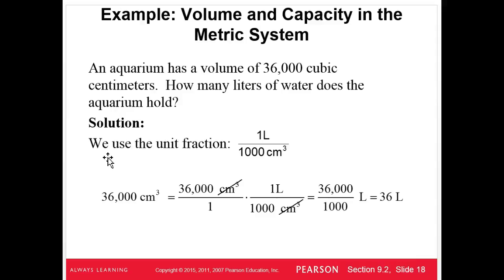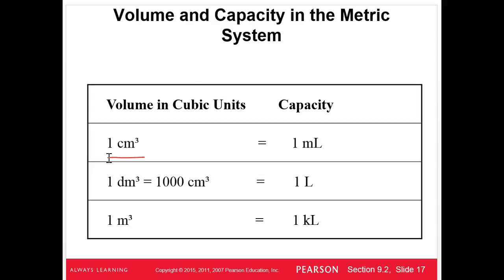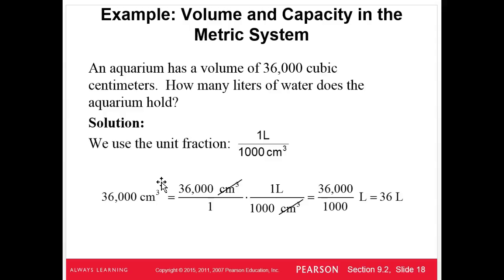All right, let's look at one with the metric system. So, an aquarium has a volume of 36,000 cubic centimeters. How many liters of water would that take? So, again, back on this last page, we've got 36,000 cubic centimeters, and we want to know how many liters. So from this page, that's this one right here. 1,000 cubic centimeters is a liter, so we use that unit fraction. The liters cancel. There's 1,000 down there in the denominator, so that means we are dividing. And so we just divide 36,000 by 1,000.